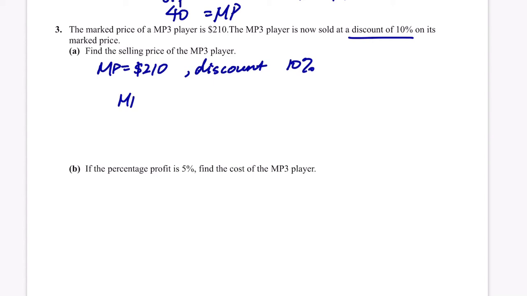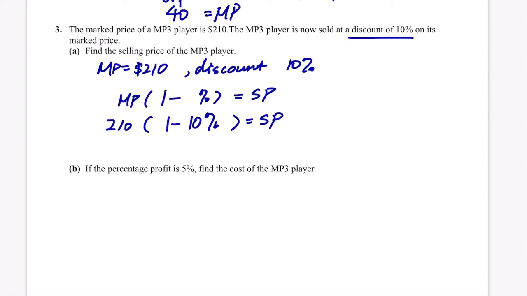Market price times 1 minus something discount is the selling price. So 210, 1 minus 10 percentage is your selling price. And do you know the answer already? You should be, because you can simply click the calculators. Easy peasy. Then let's continue.